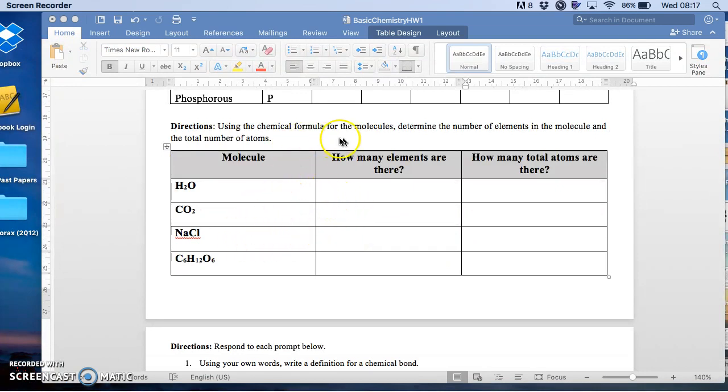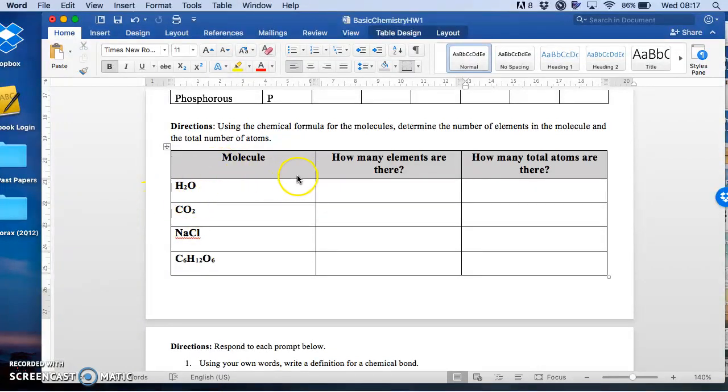Okay, so now we're going to look at the second data table. So if we're looking at the second data table, we're going to do one of the examples together. So let's start with, we'll just go with the first one, H2O. So this is water. This is the molecule that we built in class while you were here. So if you're looking, we have our chemical symbol. We're trying to figure out how many elements there are total, and then how many atoms there are total.